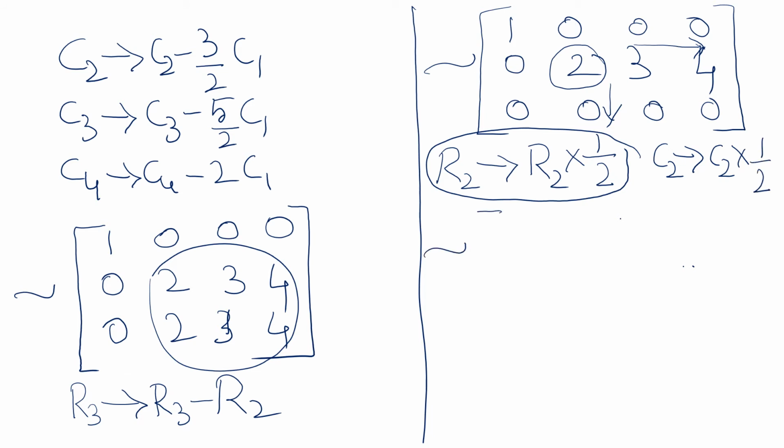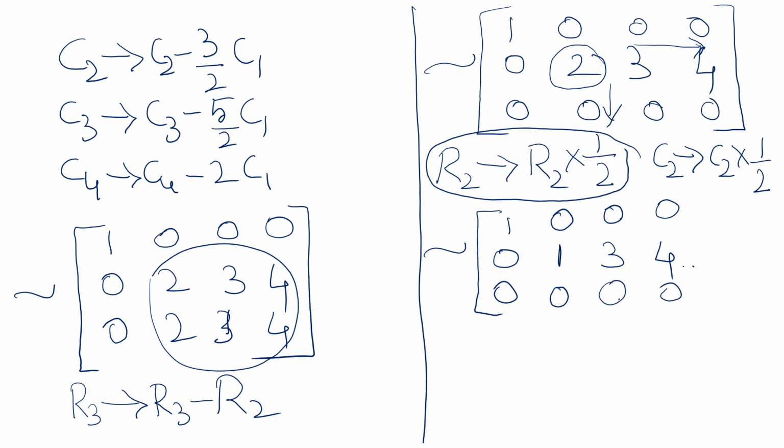R2 can be done, but I am doing C2 here. Let us see. 1 0 0 0 into 1 by 2 is 0, 2 into 1 by 2 is 1, 0 into 1 by 2 is 0. So now 0 3 4 0. Sorry, here you have it already as 0. We are not changing any of these third and fourth columns.